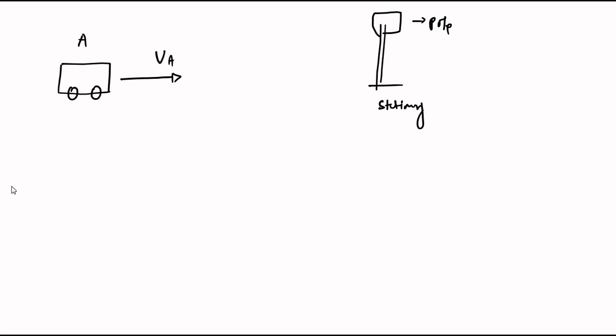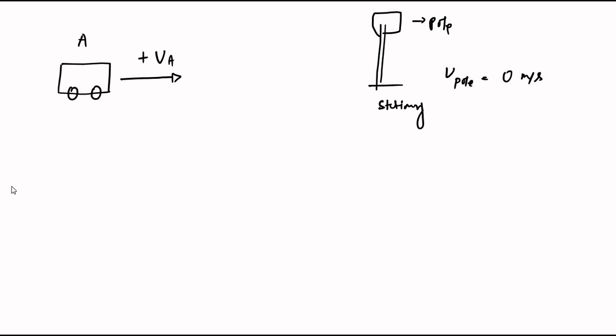Let us say we have a car A which is traveling in this direction towards the right, towards, let's say, a pole, which is stationary. It is moving with velocity VA. As it is moving towards the right, it will be considered as plus VA. Pole is stationary. The velocity of pole is equal to 0 meter per second.